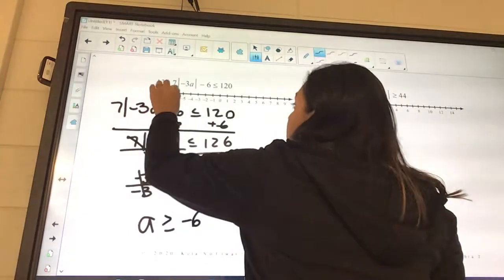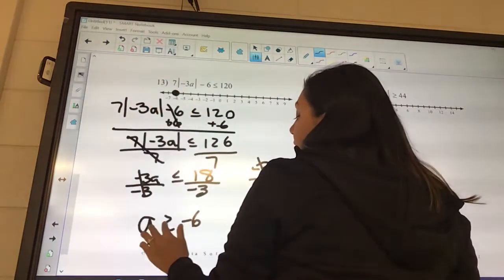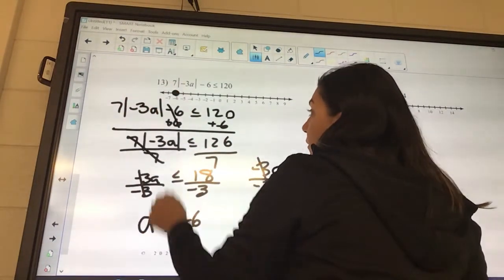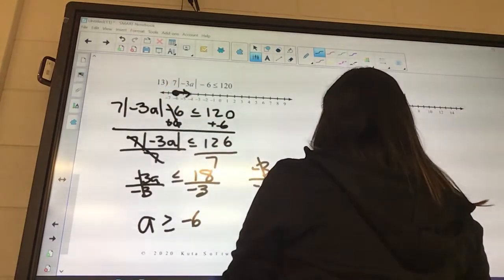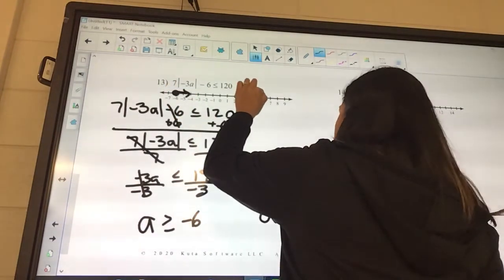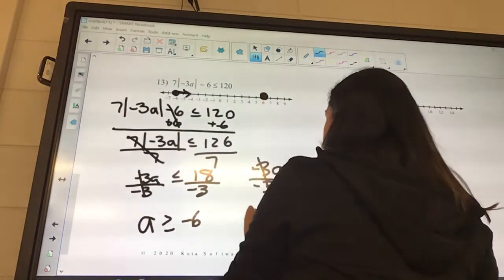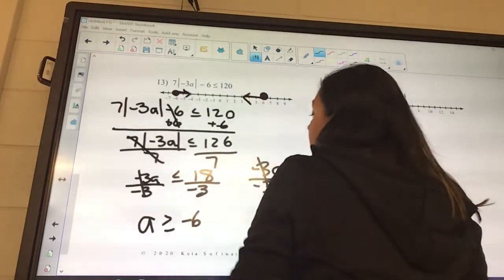The negative 6 is gonna be closed, and A is greater than, so it's gonna go this way. And then the positive 6 is gonna be closed, and it says A is smaller than, so it's gonna go this way. It's an and problem.